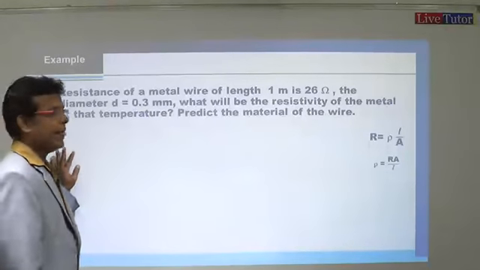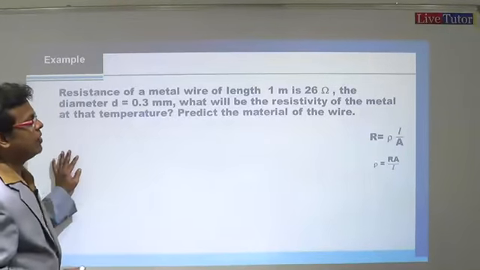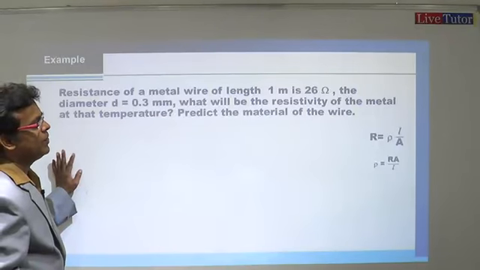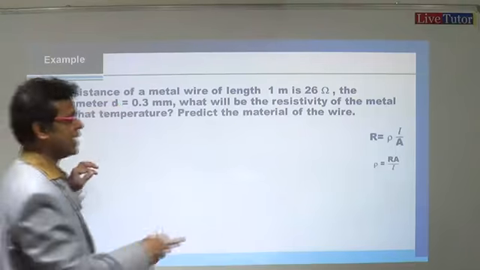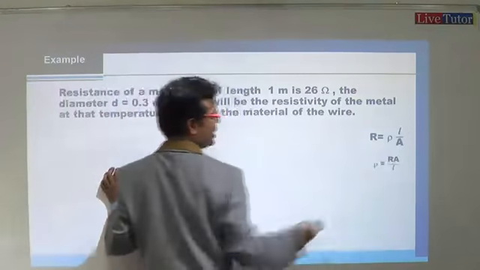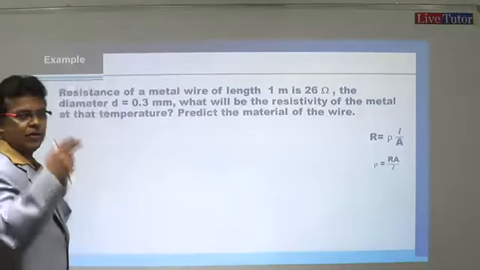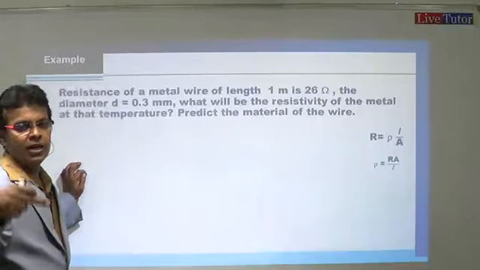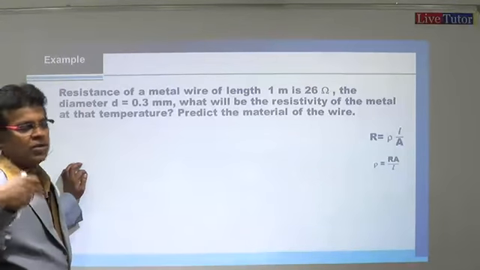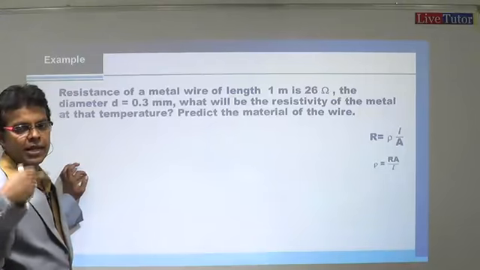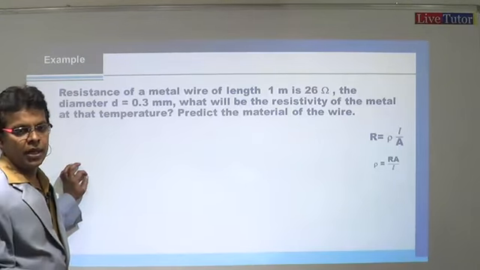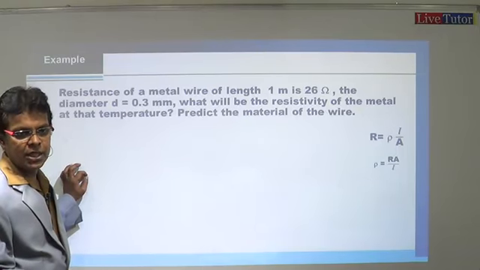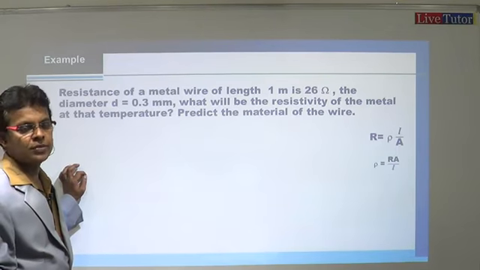So, what is given here? Resistance of a wire of length 1 meter is given, and resistance is given 26 ohms. The diameter is given. Here, to find out the area, when you are taking a wire, it is in the form of a cylinder. Okay. So, to find out the cross sectional area, it is like a circle. So, you know the formula to find out the area of a circle. Can you tell me what is it? Area of a circle.